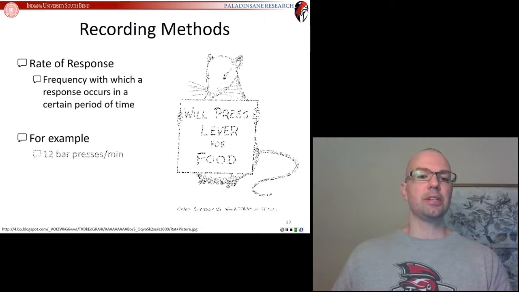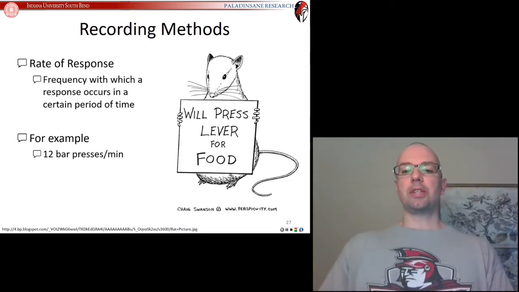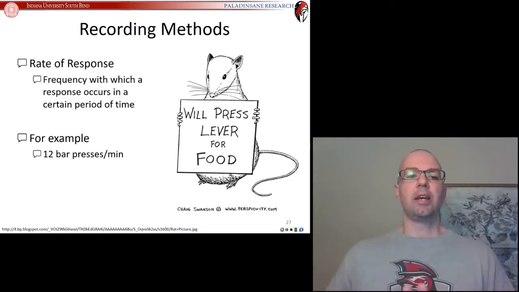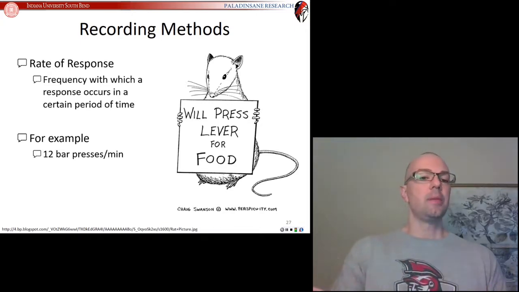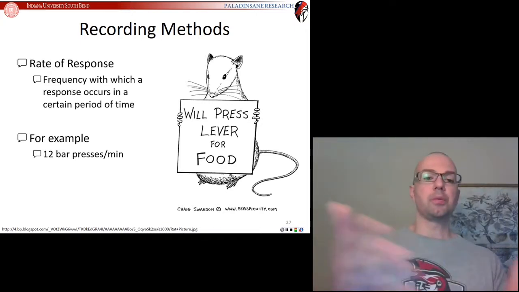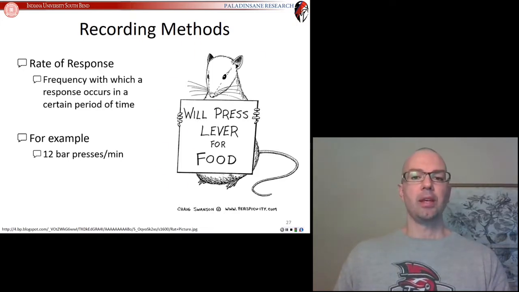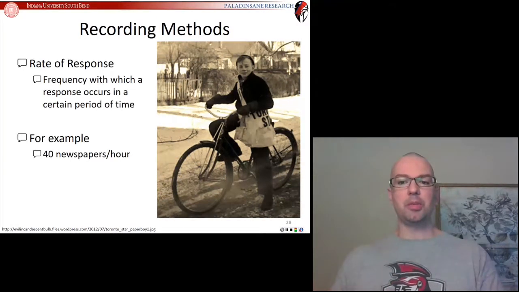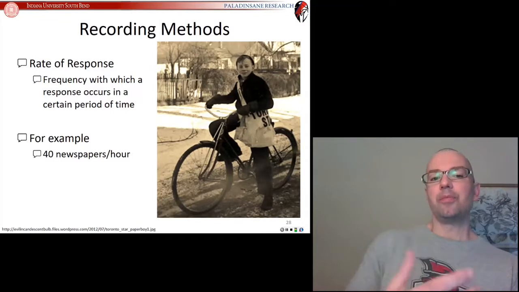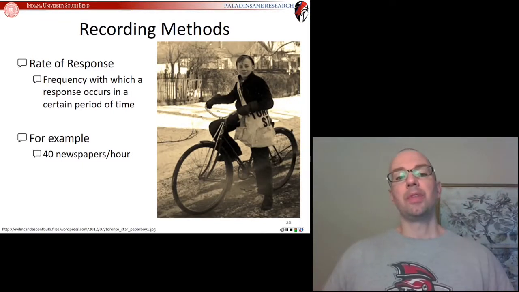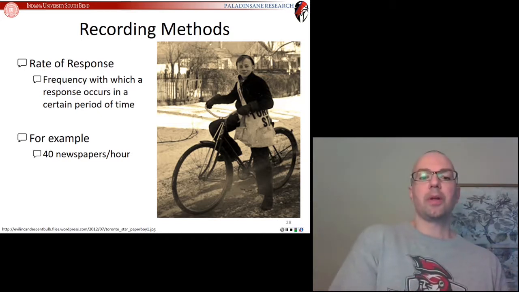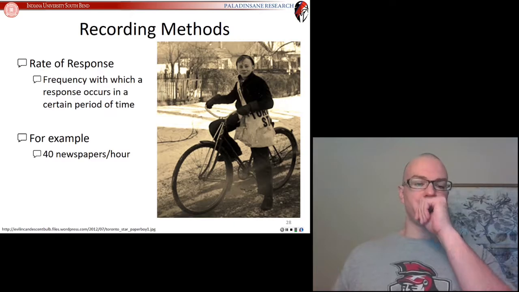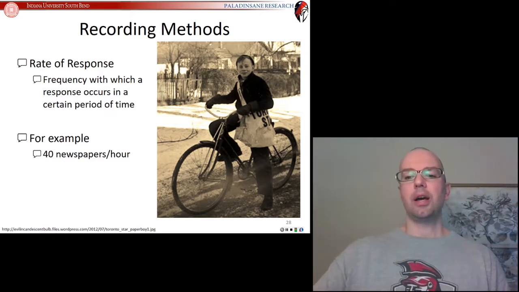So some examples of this: if you're measuring bar presses in a Skinner box with a rat, 12 bar presses per minute would be a rate of response. So that might be the average amount that your rat presses their bar. 12 bar presses a minute, you have the frequency per unit of time. If you're an old-timey newspaper delivery kid, you might deliver 40 newspapers an hour. Delivering newspapers is the response. 40 is the frequency. Hour is the period of time. So you got 40 newspapers per hour.